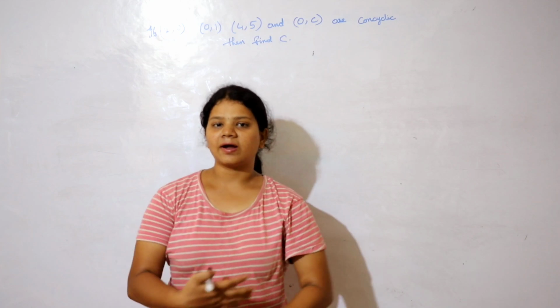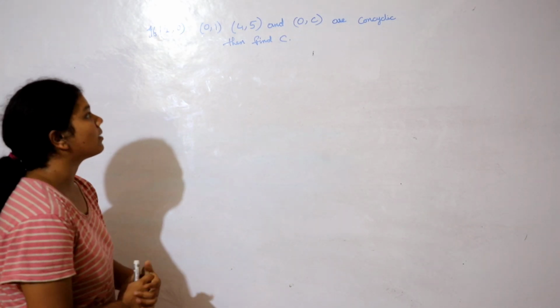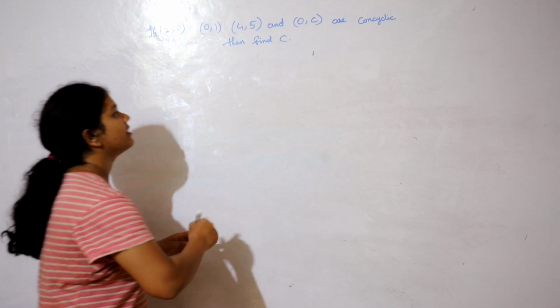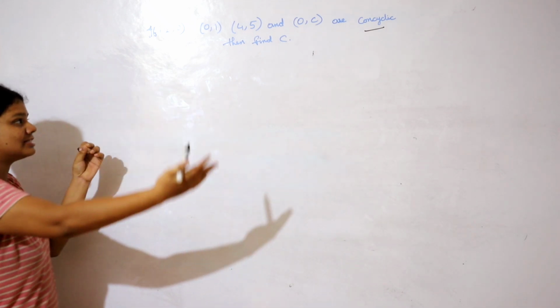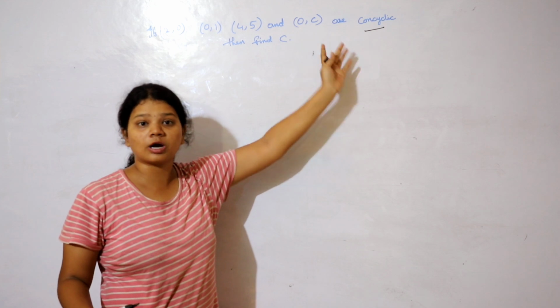Okay guys, and here you are having the next question. The question is, if (2, 0), (0, 1), (4, 5) and (0, c) are concyclic, then find c. They are saying these points are concyclic. If these points are concyclic, then find the value of c. The fourth point over here is (0, c), right?